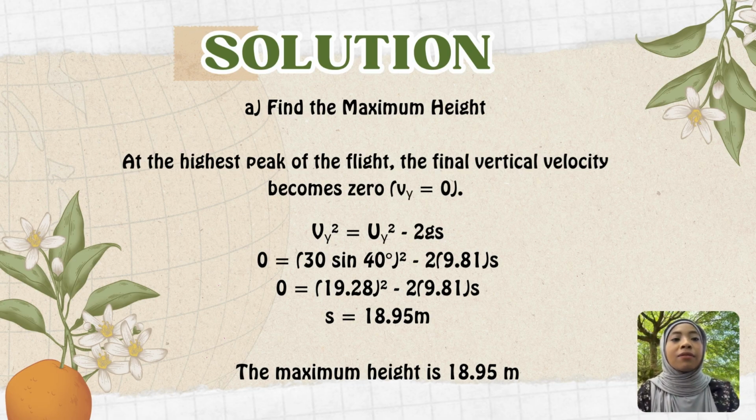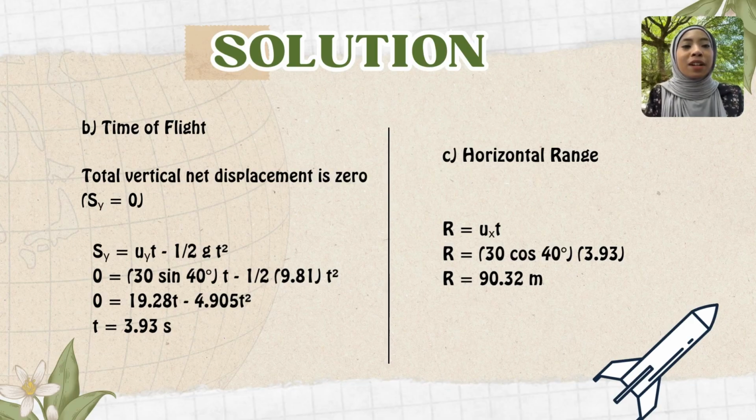Then, we apply the value into the formula to find S, and we got the last answer, which is S equal to 18.95 m. So the maximum height is 19.95 m. Next, we need to find time of flight. Total vertical net displacement is 0 as y equal to 0. We use sy equal to uyt minus 1 over 2 gt squared to find the value of t. And we got the last answer, which is t equal to 3.93 s.